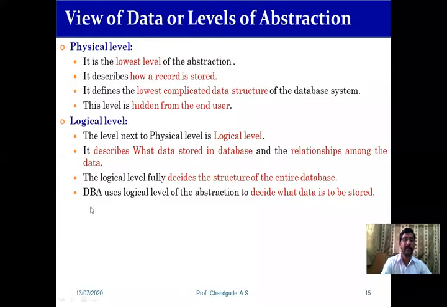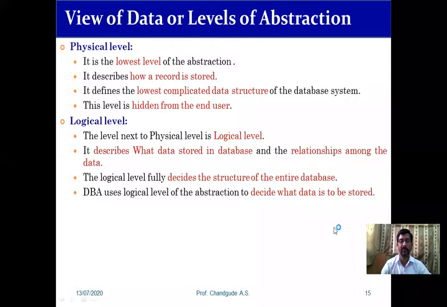The DBA, which means database administrator, uses the logical level of abstraction to decide what data is to be stored. A DBA is an entity or role performed by a person, called the database administrator, who uses that logical level of abstraction to decide what data is to be stored. Understood?